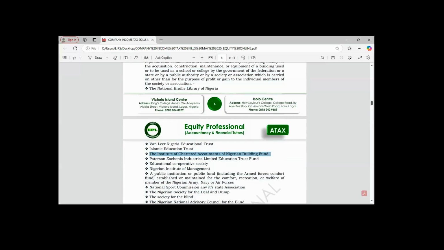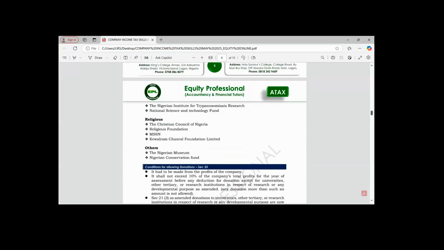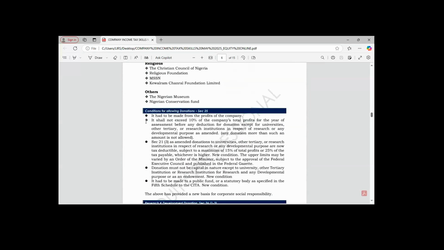Those are the bodies that your donation can be made to. Apart from those bodies, there are certain conditions that must be met before donation can be made. One of the conditions is that donation must be made from where? From the profits of the company. As a company, you cannot record a loss and claim that you are making donation.